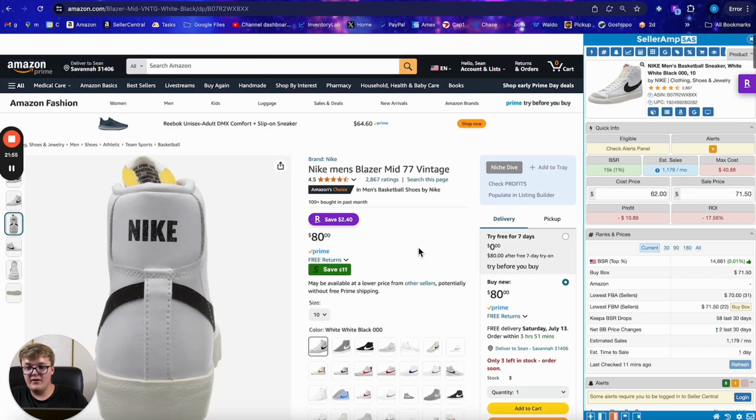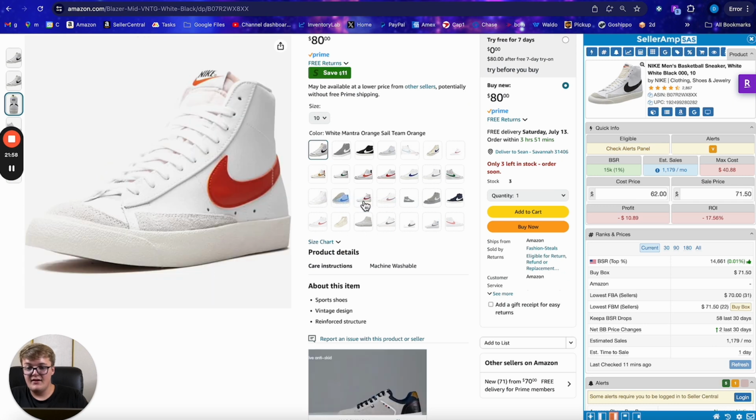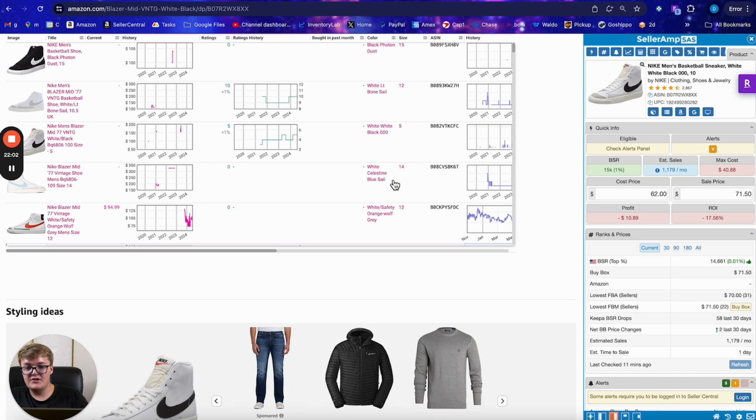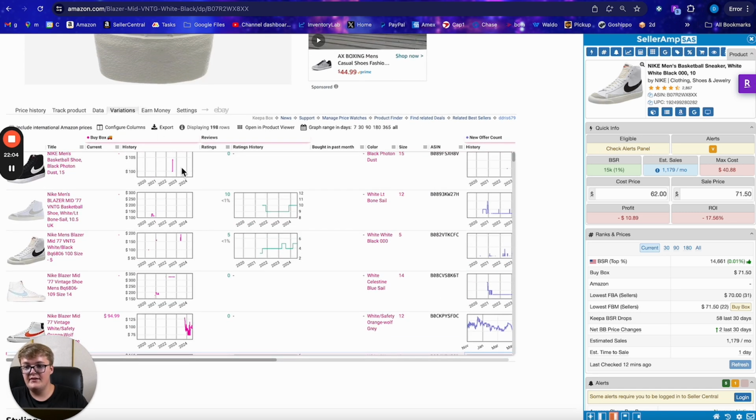There's so many different variations on a listing like this. Most of these are not selling, like a lot of these weird colors and sizes. So it's really important to check on the offer count and the ratings history on these types of products.